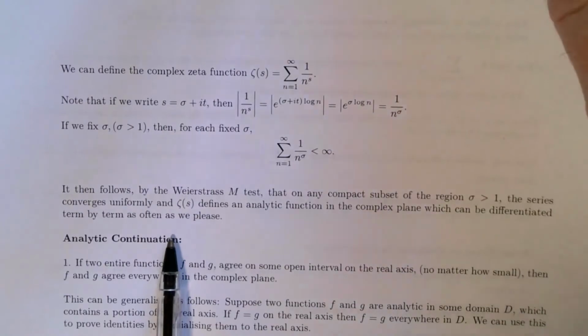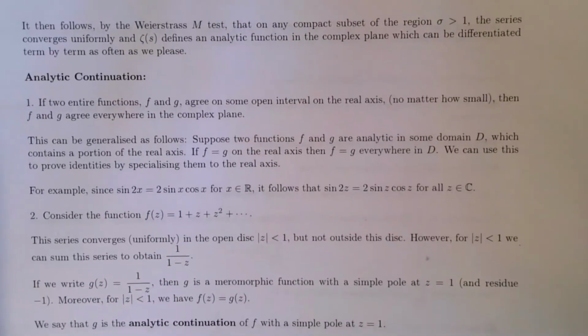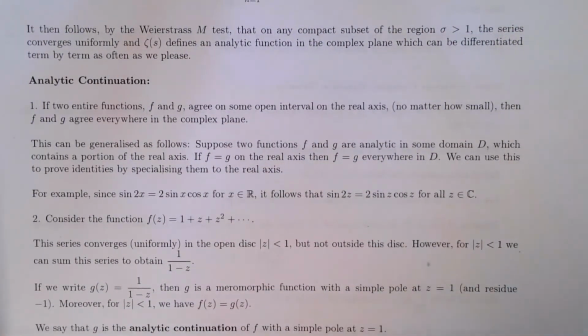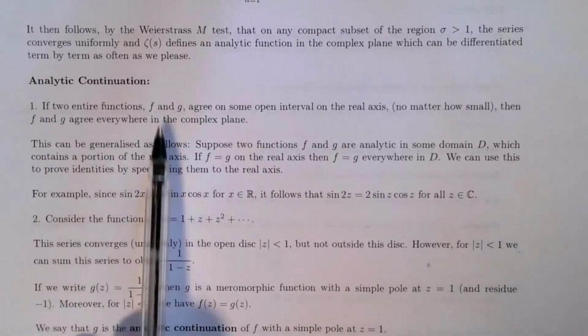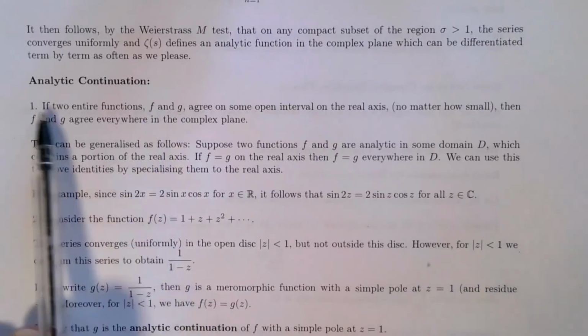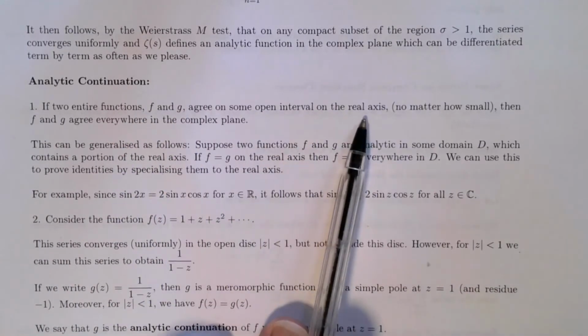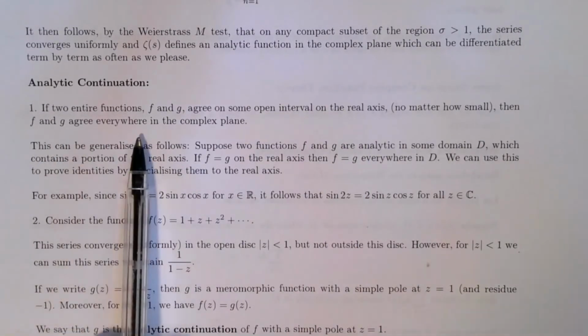Now, the next key idea we're going to need, and use quite a bit, is the idea of analytic continuation. And there are a couple of different versions of this. If you've got two entire functions, f and g, that agree on some interval on the real axis, no matter how small, then f and g agree everywhere in the complex plane. This is a very, very powerful tool, a very useful tool.